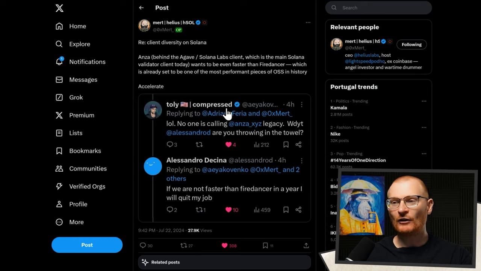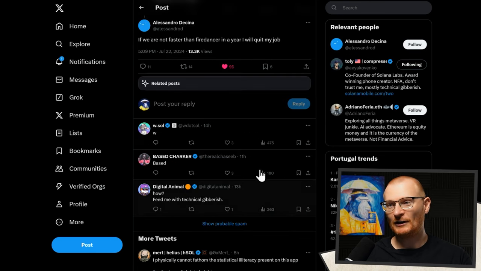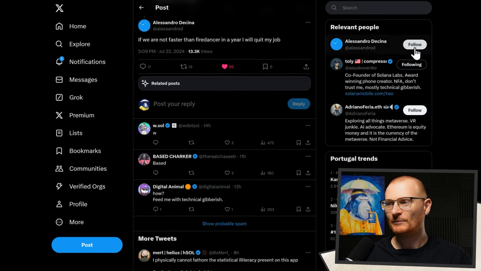Mert has a point here on client diversity on Solana. This is really cool because Anza is the team behind another validator client, and you generally want to have quite a few validator clients, so if there's a bug with one, the blockchain still works fine. I don't know the exact golden number you want to have, but maybe 5, 10, something like that. Alexandra says, if we're not faster than Firedancer in a year, I will quit my job. So that's pretty incredible. Well done. Maybe give this person a follow.